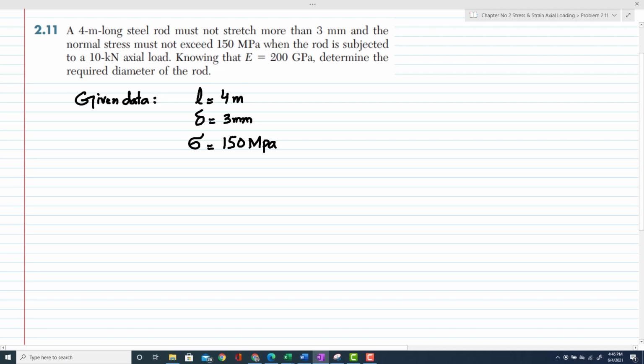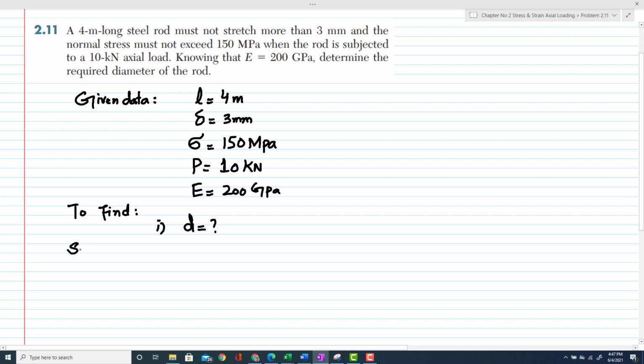When the rod is subjected to a 10 kilonewton axial load, so load is equal to 10 kilonewton, that is axial load. E, the modulus of elasticity, is also given, that is 200 gigapascal. So you have to find the diameter of the rod. That is only one part, diameter of the rod.